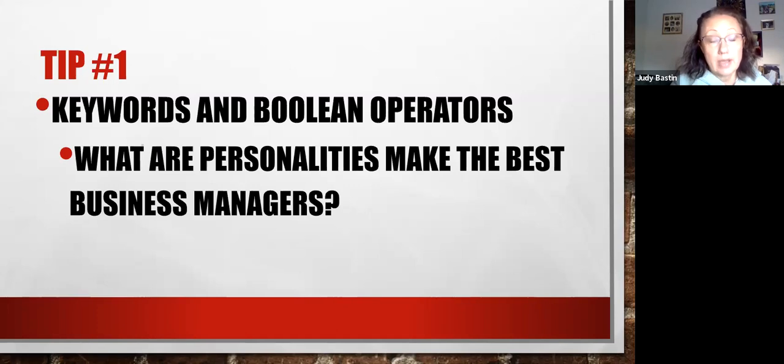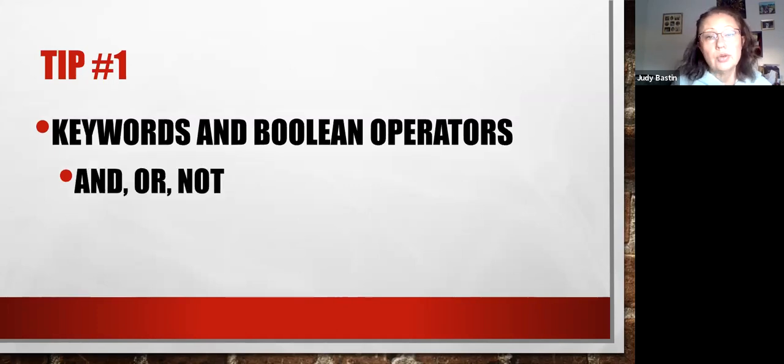So from there, it is important how you combine them. Libraries and databases use Boolean operators. It's actually a mathematical term, and we use and, or, and not. Now, and and not sort of limit your results. You're combining your keywords together, and you're telling the database or you're telling Google, I only want to see the results that have these words.